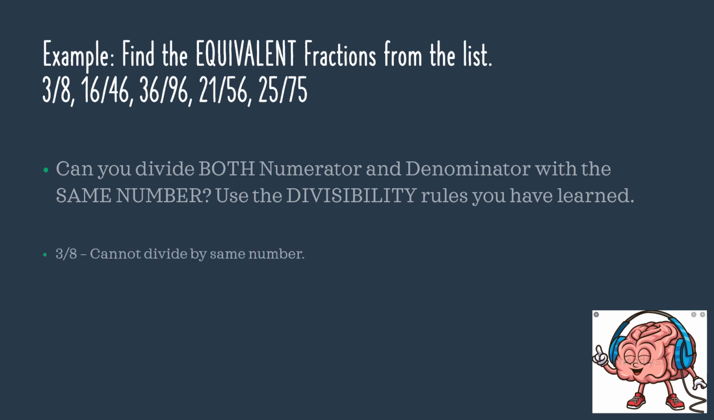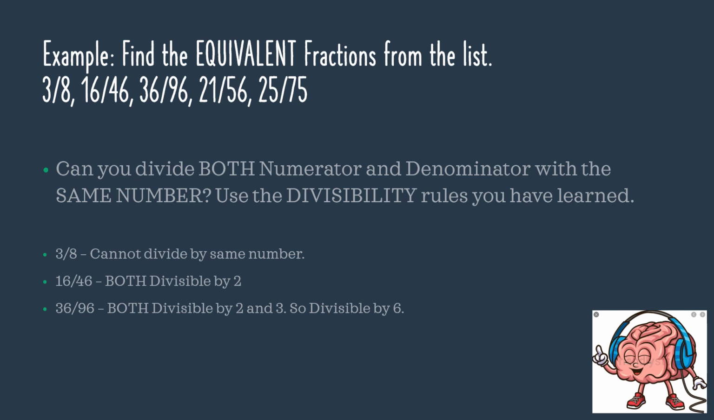3 by 8. We cannot divide the numerator and denominator by the same number. We can divide 8 by smaller numbers like 2, 4 and 8. But 3 we cannot divide by 2, 4 or 8. So we cannot make 3 by 8 any smaller. 16 by 46. Both of them are divisible by 2. 36 by 96. Both the numerator and the denominator are divisible by 2 and 3. So 36 is divisible by 6, 96 is divisible by 6.